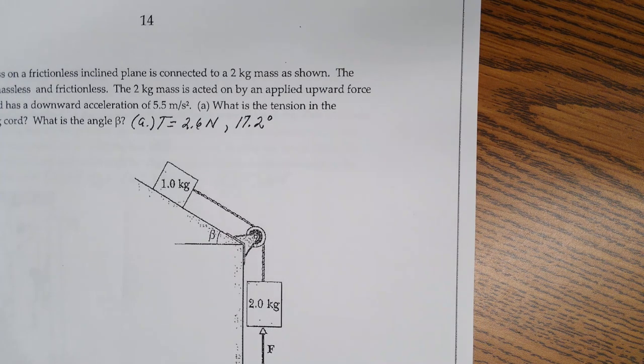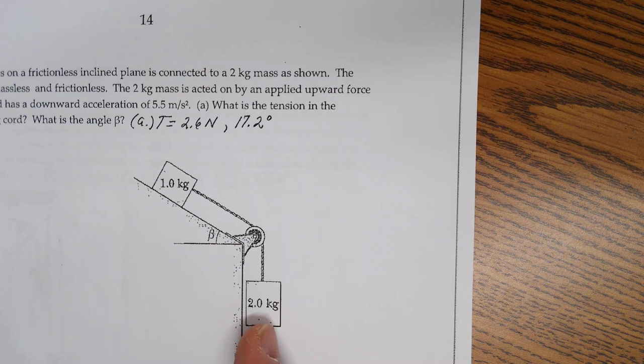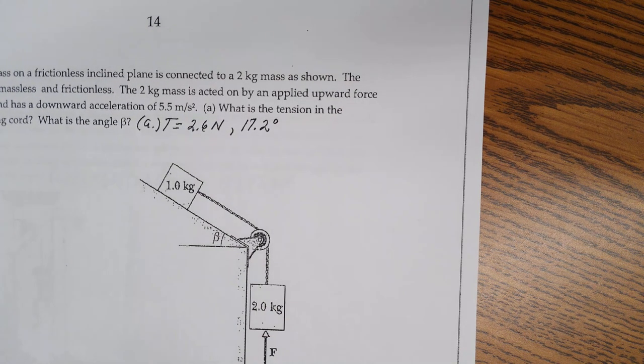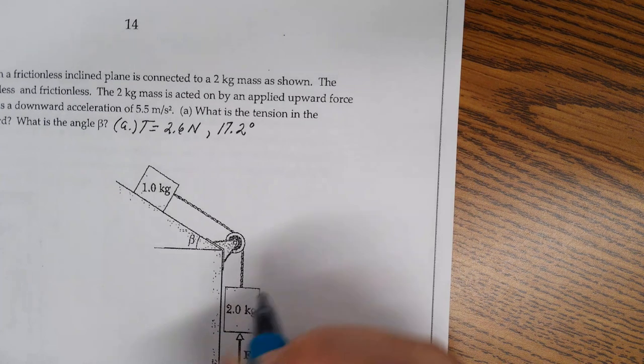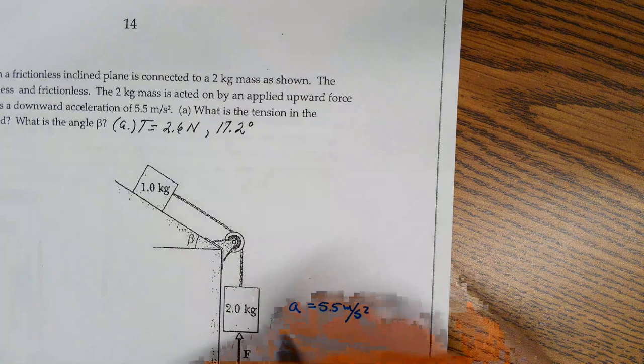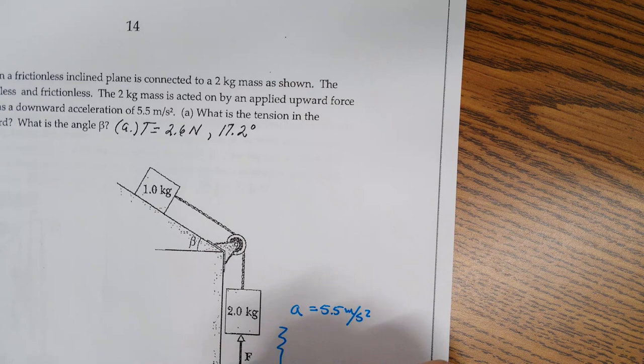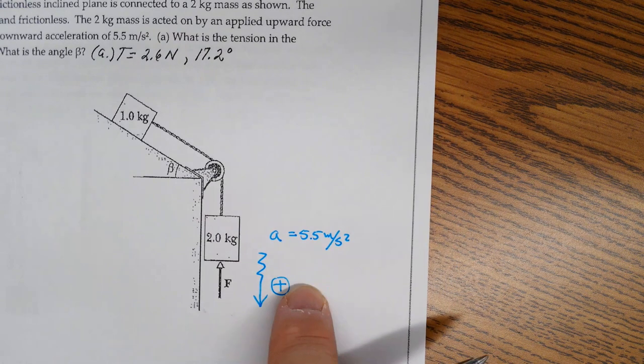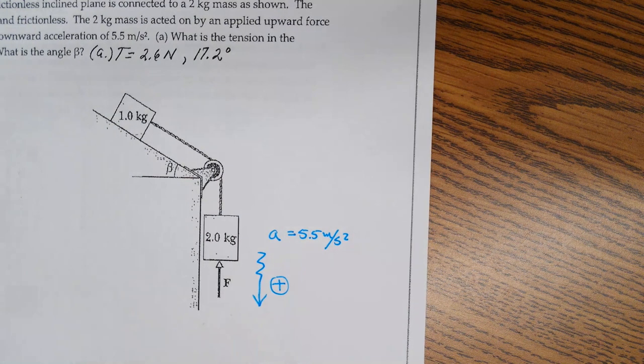All right, here we have a 1 kilogram mass on a frictionless inclined plane connected to a 2 kilogram mass as shown. The pulley is massless and frictionless. So we have the 2 kilogram mass acted on by an applied upward force of 6 newtons and has a downward acceleration of 5.5 meters per second squared. So we're going to consider this direction to be positive, because that is the direction of motion, right?